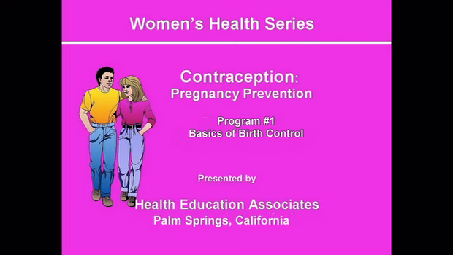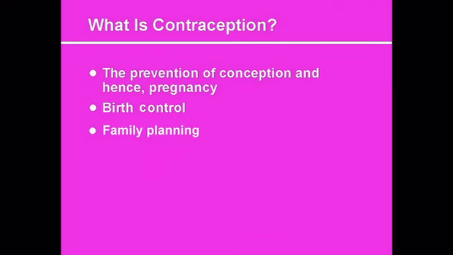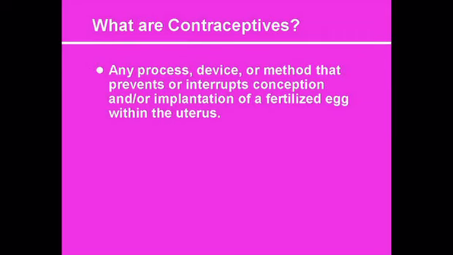In subsequent programs, we will look at the pros and cons of various methods of contraception, as well as their values and limitations. What is contraception? Contraception is usually considered the prevention of conception, hence pregnancy. It is also known as birth control, and in many places as family planning. What are contraceptives? Any process, device, or method that prevents, interferes with, or interrupts conception and/or implantation of a fertilized egg within the uterus.